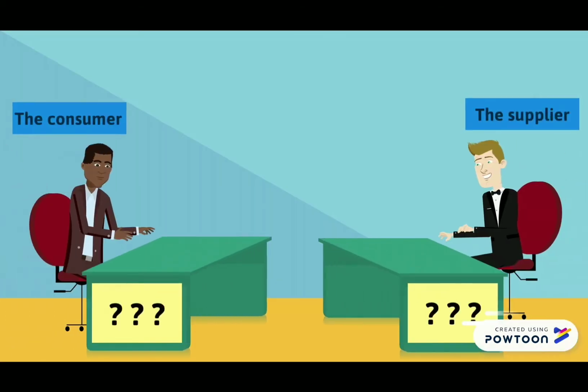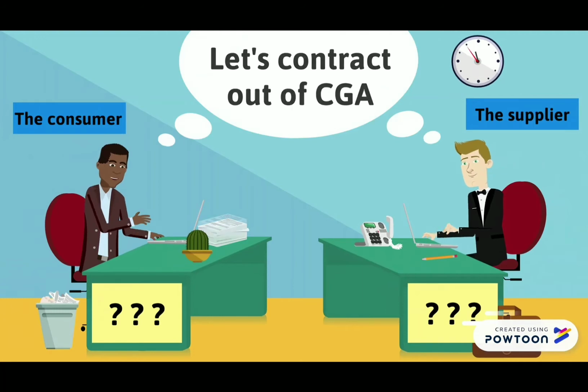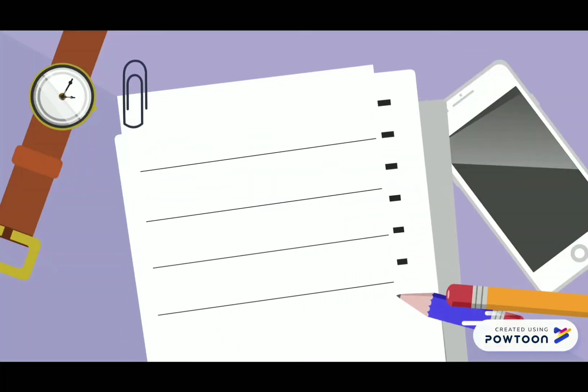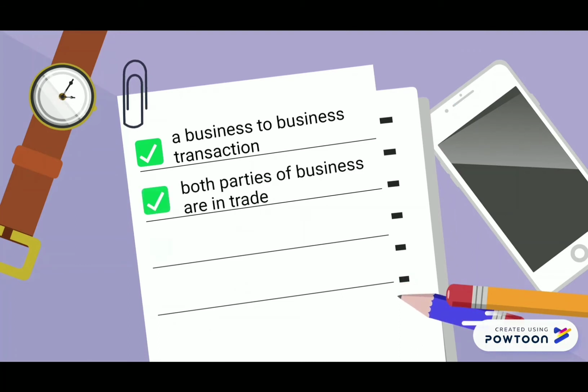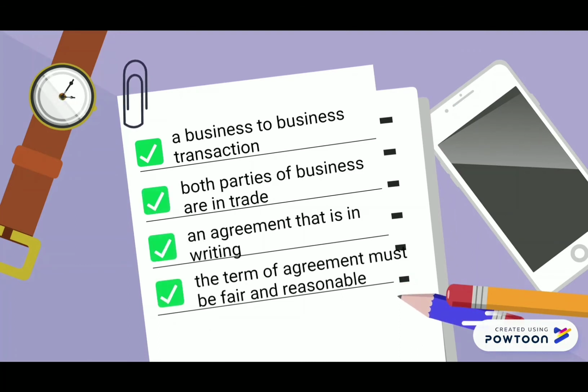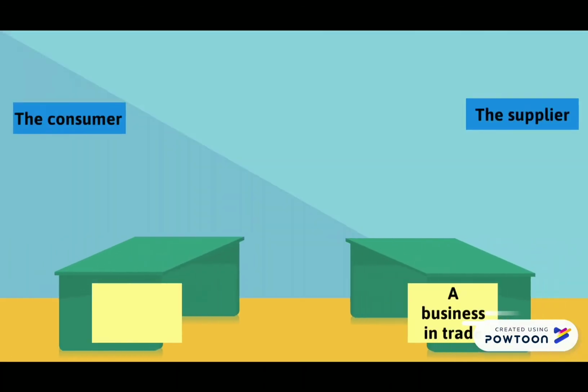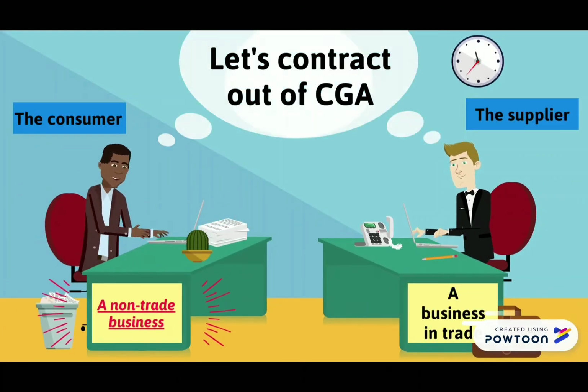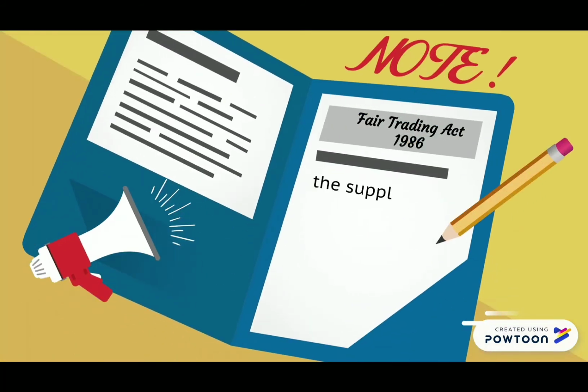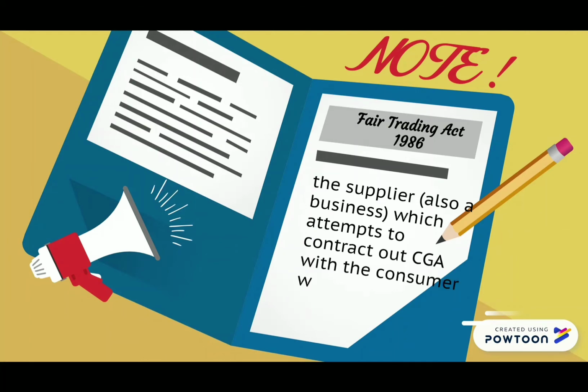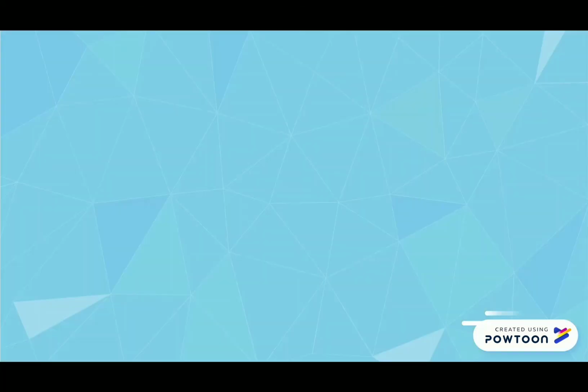There is only one circumstance where both parties can contract out of the CGA. It is when there is a business-to-business transaction, where both parties are in trade. They need to have an agreement that is in writing, and the terms of the agreement must be fair and reasonable. If the consumer is a non-trade business, then the supplier, also a business, which attempts to contract out of the CGA with the consumer would face a breach of the FTA.